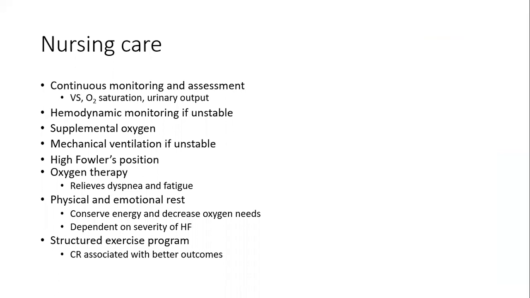So primarily, you want to monitor the person's status and oxygenation, vital signs, and urine output. You want to keep an eye on their blood pressure and pulse and their hemodynamic status. You want to make sure that they're having adequate oxygenation. If the person's really unstable, you would mechanically ventilate them. You would position them in a high Fowler's position so that all that fluid sits down in the bottom of their lung instead of up in the top so they can move more air.